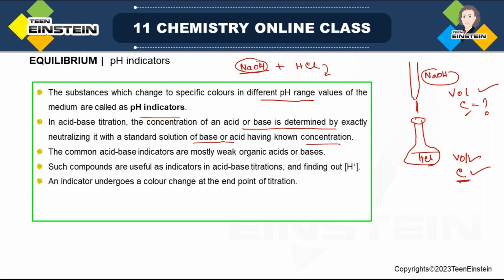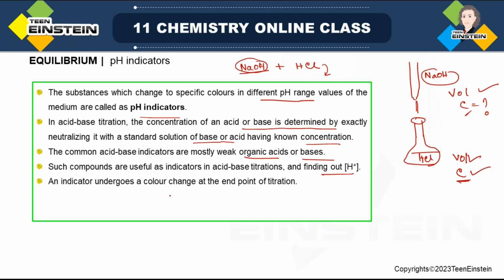Now, what is the nature of these indicators? What is their chemical nature? They are actually weak organic acids or bases. If you look at their structure, they have a very large, complex structure, and we are not going into the details of it. So they are organic acids or organic bases, and obviously weak ones. Such compounds are useful as indicators in acid-base titration for finding out the H+ concentration. It may be OH minus also.